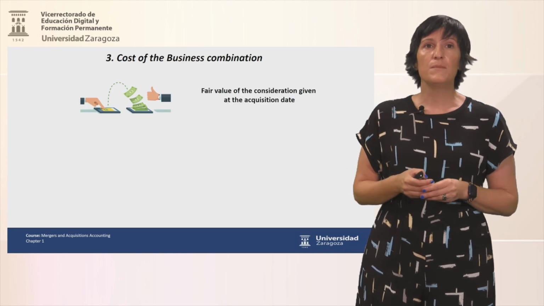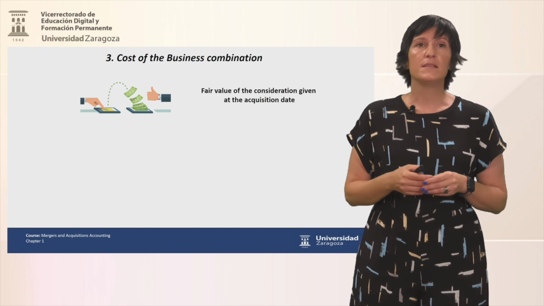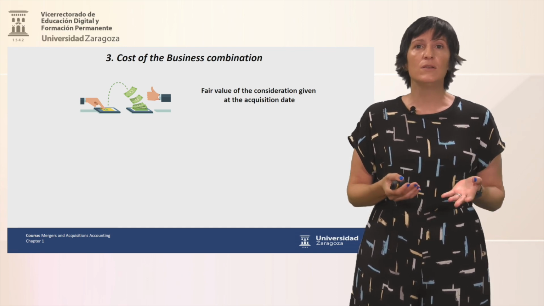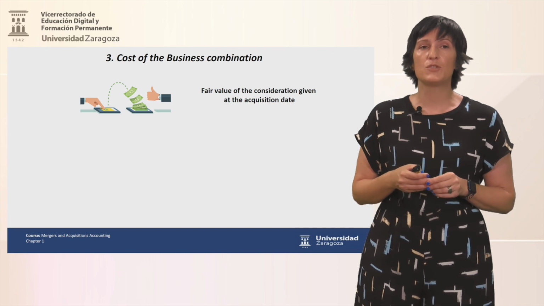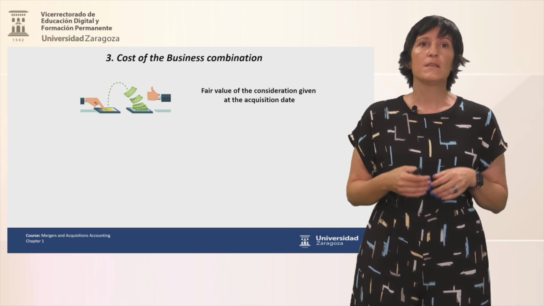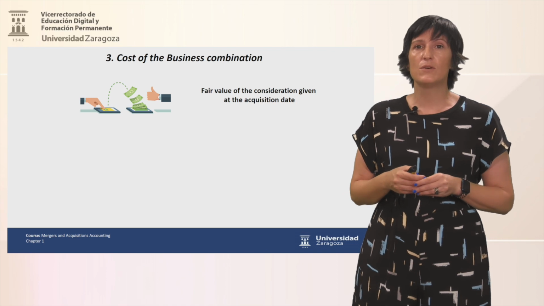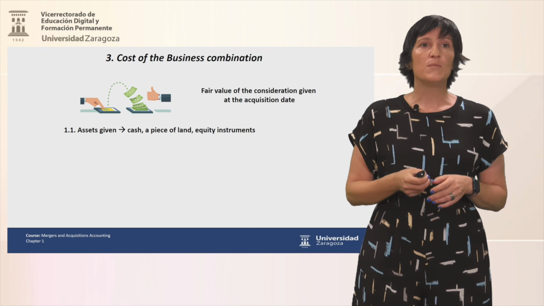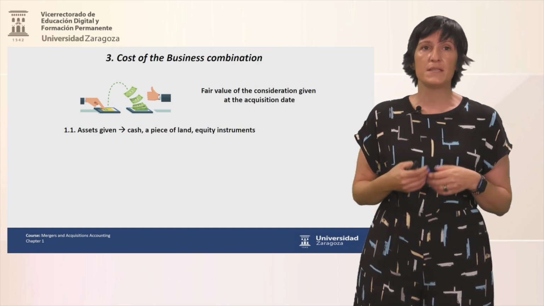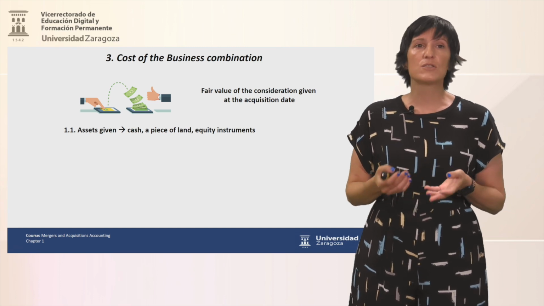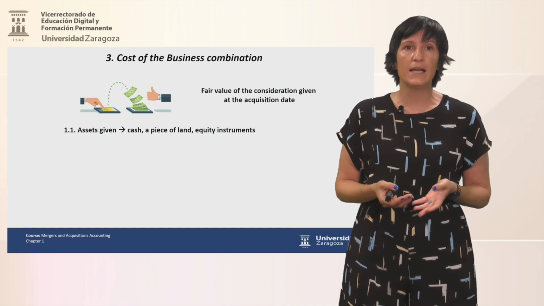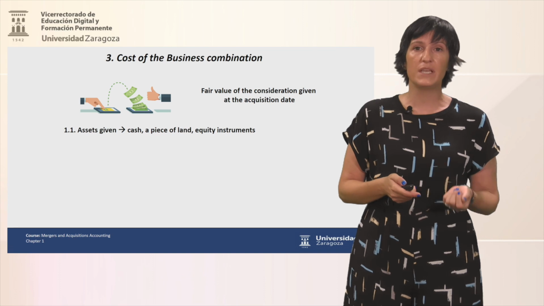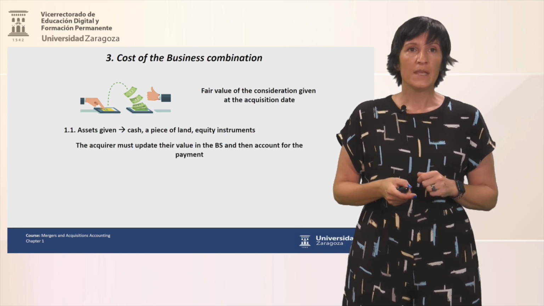The third step, we say how much we pay. This is the cost of the business combination. It's the fair value of all the elements that we used to pay. We will see through any merger and acquisition course that we can use many different things for this payment. The most traditional element to pay is cash, but we can pay also with other things like a piece of land or equity instruments. So we will include all the assets that we give for this payment.